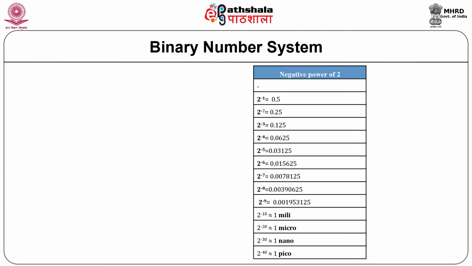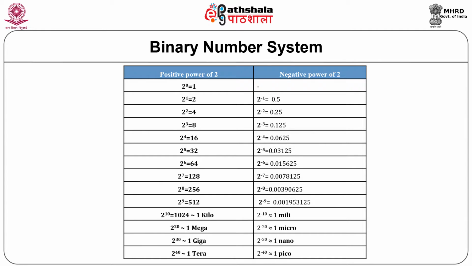Similarly, the negative power of 2 is also shown here, where 2 raised to minus 1 gives you 0.5, 2 raised to minus 2 gives half the value of the previous one, 0.25, 2 raised to minus 3 gives you 0.125, and so on. When we reach 2 raised to minus 10, the value in decimal comes out to be around 1 milli. Then 2 raised to minus 20, we can say it is around 1 micro. 2 raised to minus 30 is 1 nano. 2 raised to minus 40 is 1 pico, and so on. This is the way we can correlate decimal and binary.